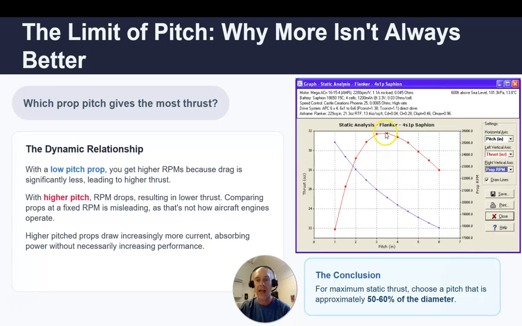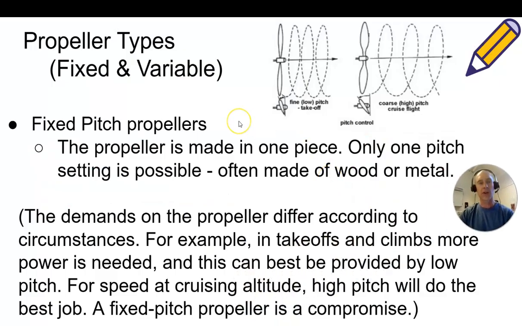And there reaches a maximum amount, which is a pitch of about 50 to 60% of the diameter. So if we get a propeller pitch of 3 inches when the diameter is 6, that's about ideal. 3 to 3.5 works pretty effectively. That's your most efficient. So the rule of thumb here is for maximum thrust, find a pitch that is approximately 50 to 60% of the diameter, and that's going to give you the most efficient thrust or maximum thrust per RPM.